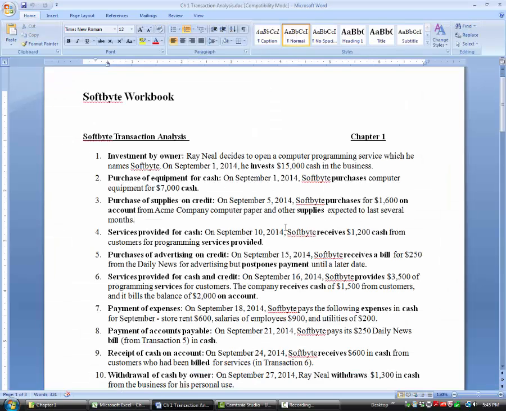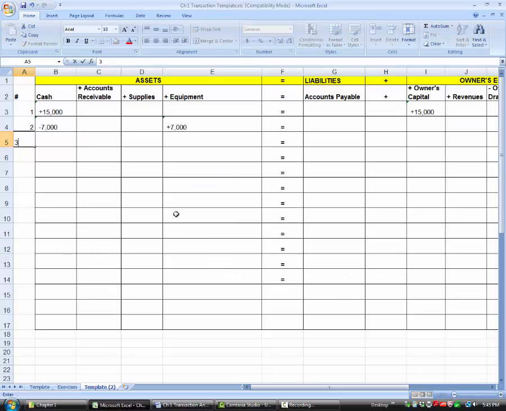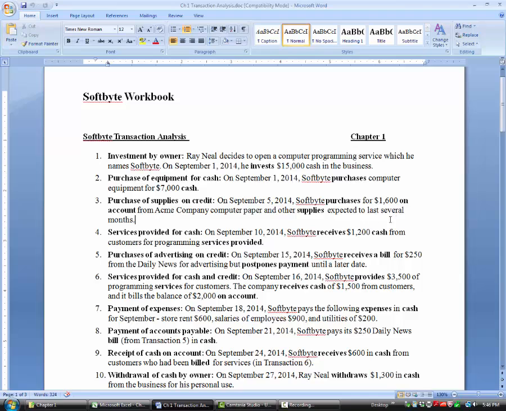So now the question is, where does the other side of this transaction go? For number 3, we are going to increase our supplies by $1,600 because we have purchased those supplies. We cannot decrease cash because we haven't paid cash for this transaction. But what did we see? We purchased on account. So when we purchase on account, we will have to make a payment in the future because we owe money. And when we buy on account, that tells us that we will have a liability because we have a debt that we will have to settle in the future.